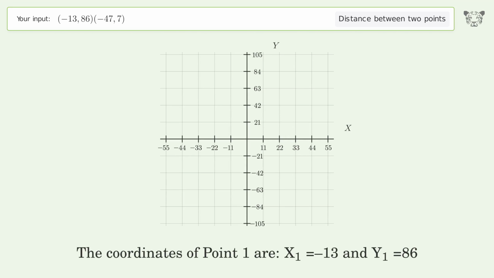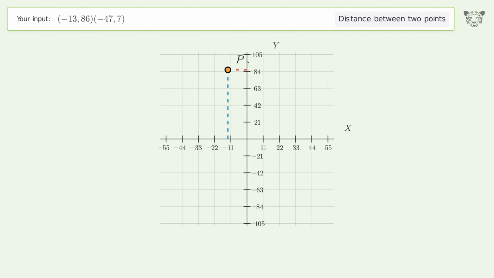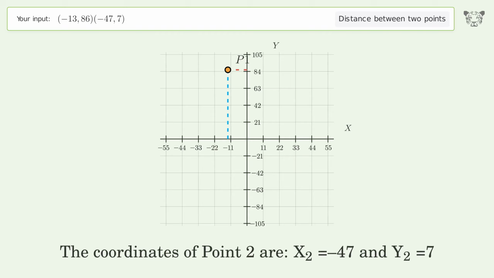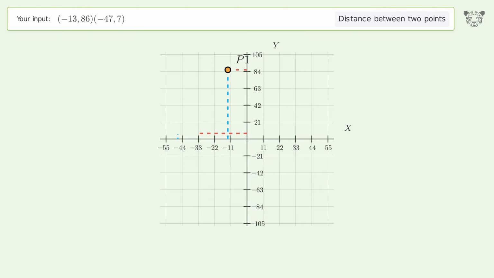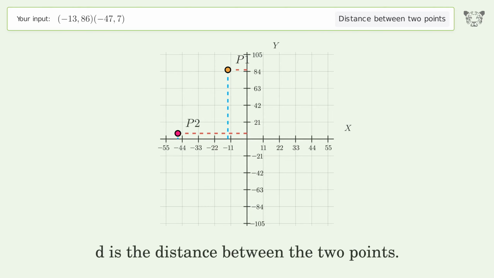The coordinates of point 1 are x1 equals -13 and y1 equals 86. The coordinates of point 2 are x2 equals -47 and y2 equals 7. D is the distance between the 2 points.